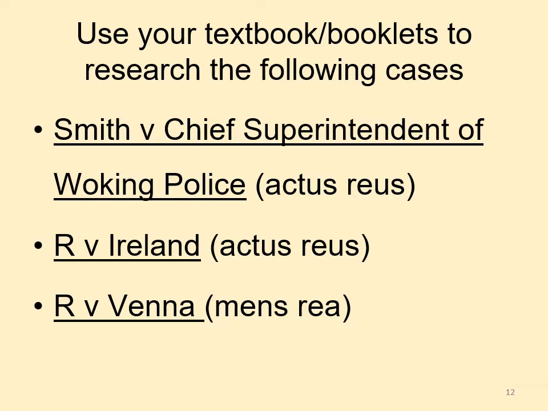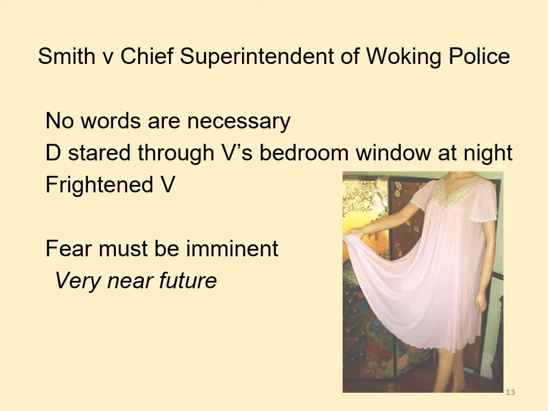So the key cases that we're going to look at are Smith and the Chief Superintendent of Woking Police, Ireland and R v Venna. You can flick back in your booklet to pages 6 and 7 if you want to have a look at those, or you can do some Googling. So Smith and the Chief Superintendent of Woking Police is one of the leading actus reus cases, and it tells us that no words are necessary.